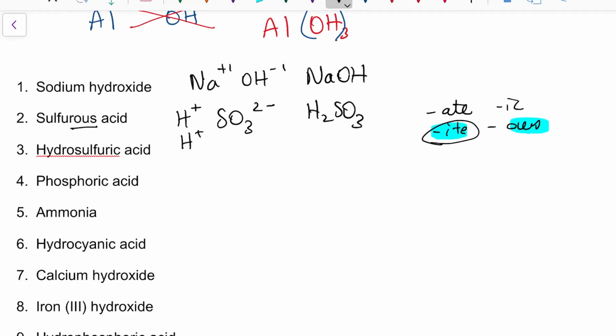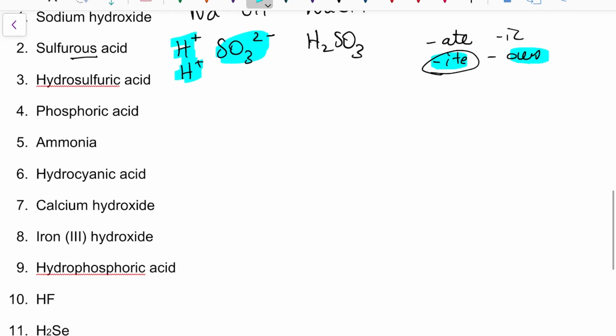Us comes from the ite. You've got to know what sulfite looks like. This is sulfite, and then you've got to add enough H's to balance out the charge to give you H2SO3. We're going to skip number 3 for now.